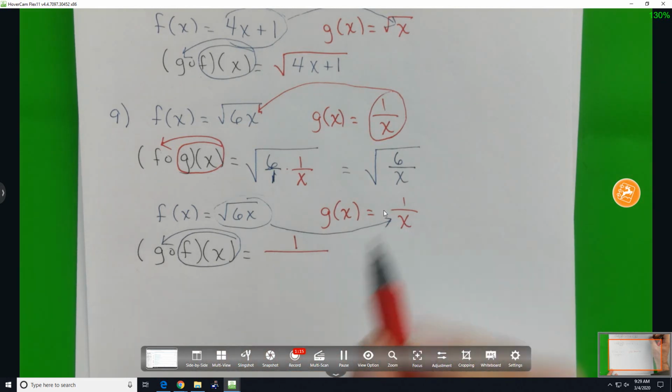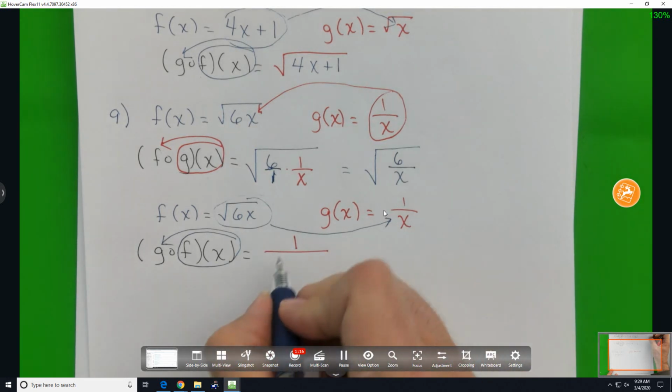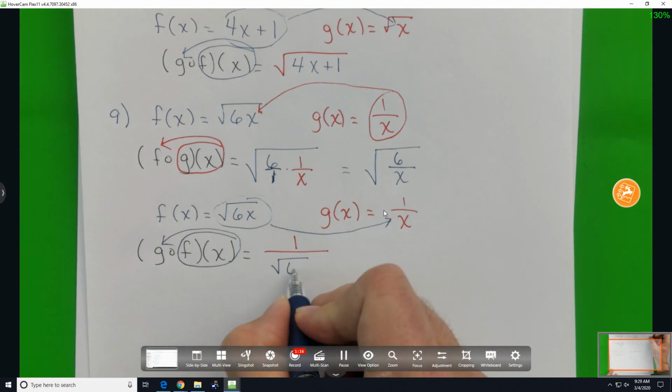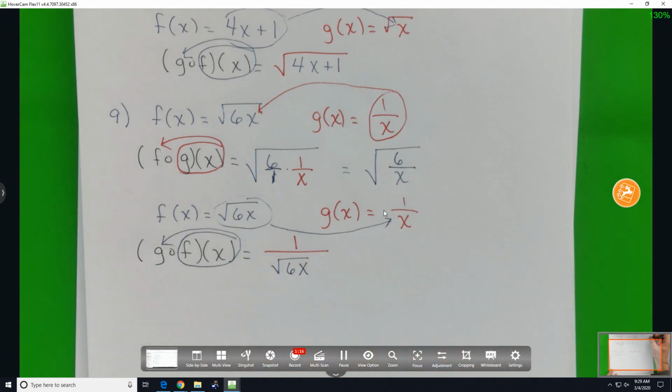In place of the red x, I'm putting a blue square root of 6x. And there's nothing to simplify there. I suppose you could rationalize. Remember, you did rationalize. Oh, but you don't rationalize with variables, and you'd wind up with something a lot worse than what you started with. So type in 1 over the square root of 6x.